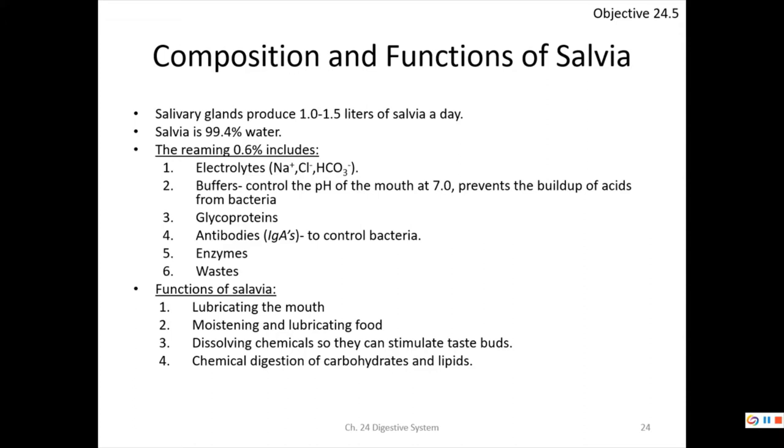And it also aids in chemical digestion, saliva, for your carbohydrates and lipids, because secretions from the tongue will ultimately contribute to saliva and help me break down lipids. It's called lingual lipase, and we're going to talk about that in a minute.